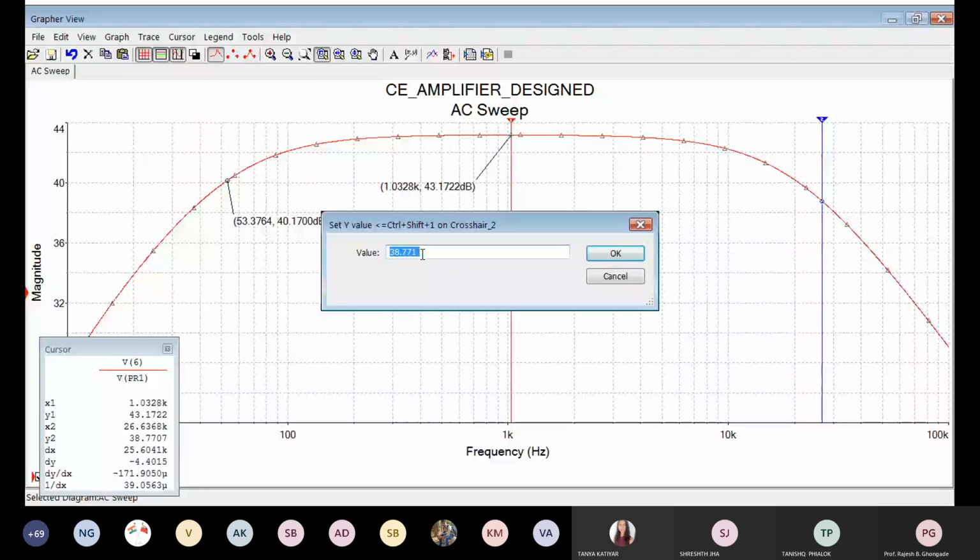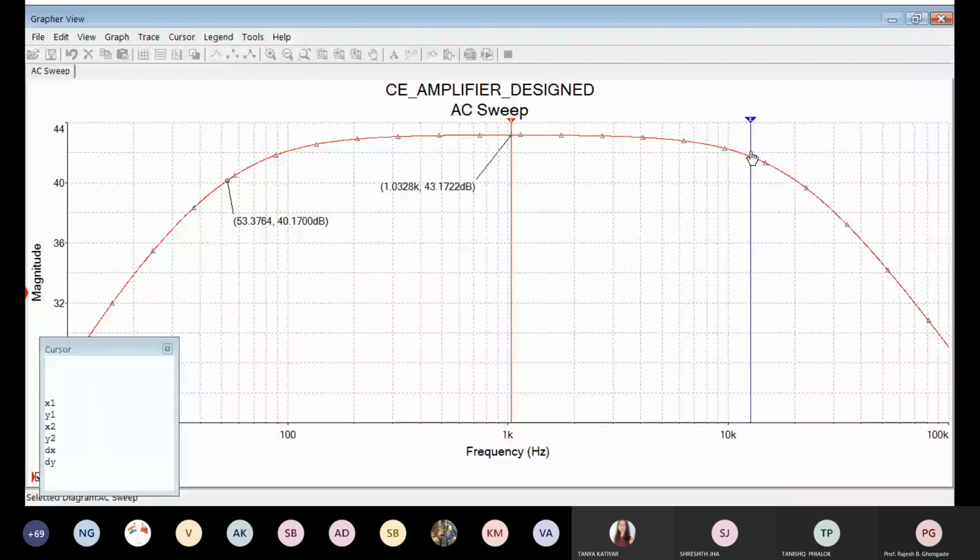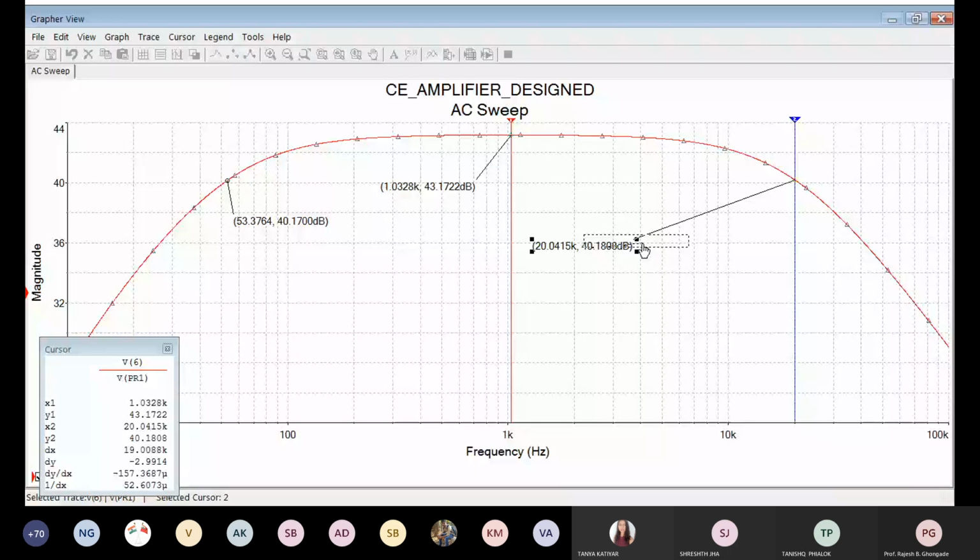Again, 3 dB down, so 43.17 somewhere here, 40.17. So I'll just manually do it. Nearly there. Okay. So what is the upper cutoff frequency I am getting? You able to see the screen, no? 20.04. Yes. So our bandwidth is as per expectation.